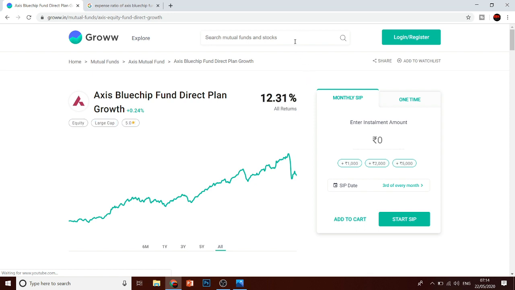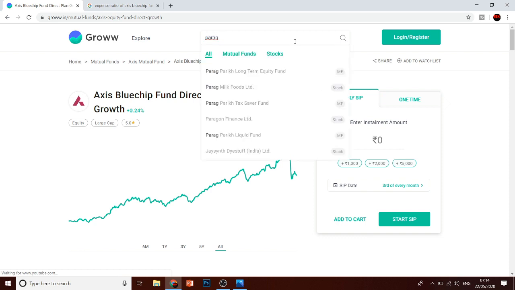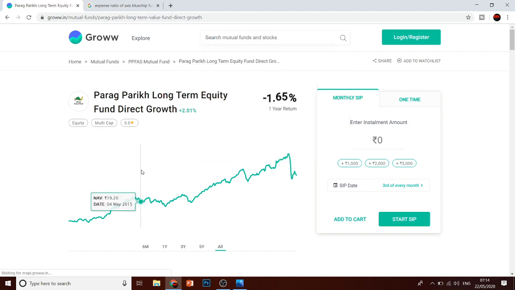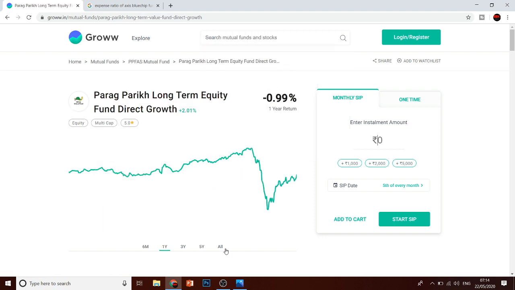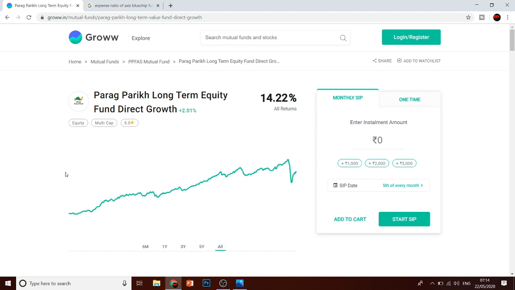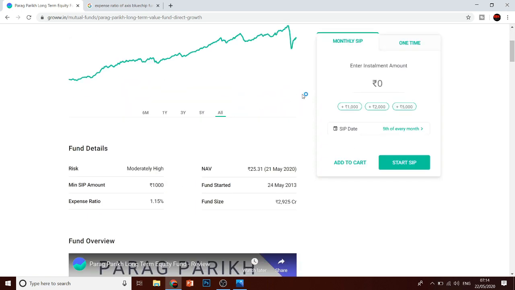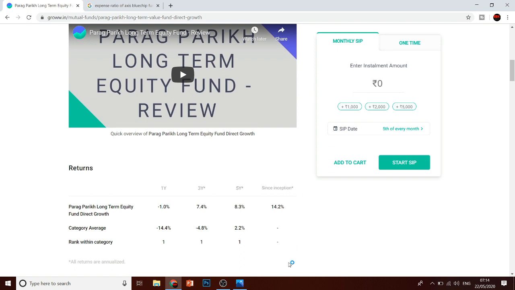So I'll take another example of the Parag Parikh long-term equity fund. So if I type here Parag Parikh long-term equity fund, here I can see that the fund had started back in the year 2013 on 27th of May, and the NAV was rupees 10.02. Now the NAV is rupees 24.80, and you can see that the growth rate is 14.22%. So which is decent returns, right? So this is the second parameter which you need to keep in mind.